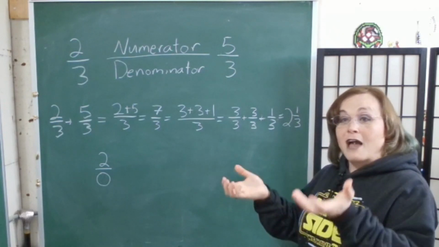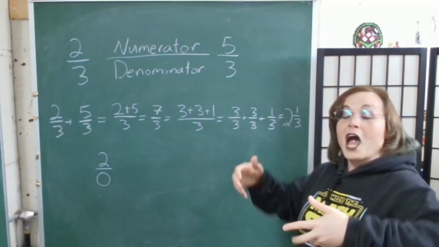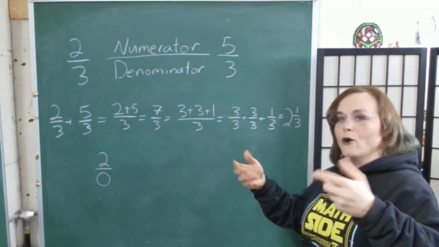I break it in half, I've got 2 halves. I break it in 3 pieces, I've got 3/3. I somehow go 0ths.